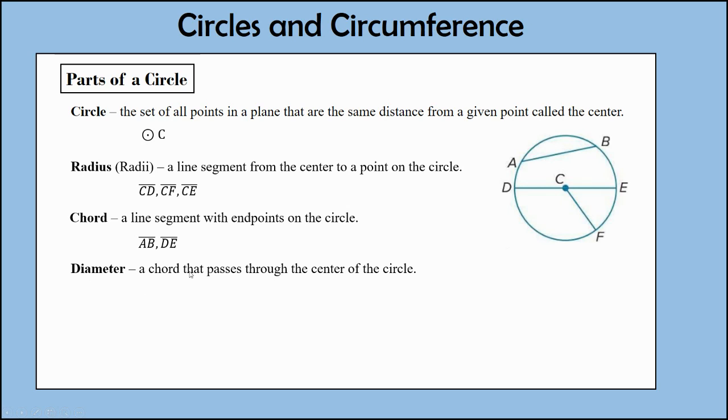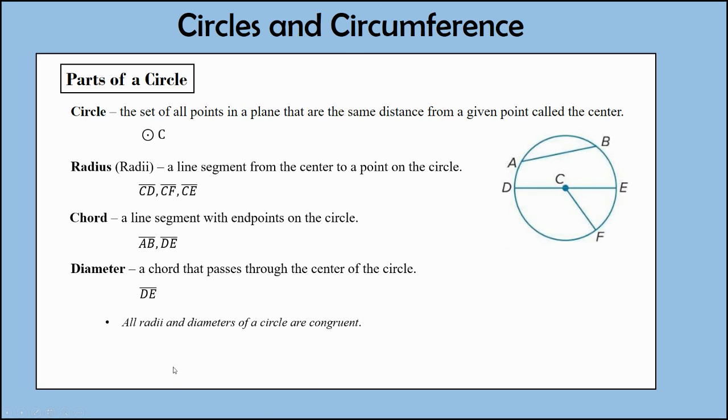Now, a diameter is a chord. So by saying a diameter is a chord, that means that a diameter has to fit the definition of a chord as well. So a diameter is a line segment with endpoints on the circle that passes through the center of the circle. So in our case here, DE is a diameter. Now what a diameter does specifically is it cuts the circle in half. So these two endpoints, D and E, as we draw our line to connect DE, this chord, it passes through the center C, that's going to cut the circle into two equal pieces or two equal parts.